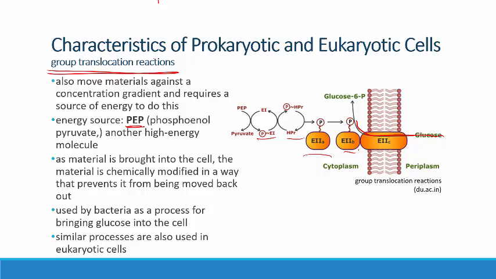Bacteria use the group translocation reaction to bring glucose into their cells, and we see similar processes to this in eukaryotic cells as well. So a second way to move against the concentration gradient: active transport is one, with ATP, and group translocation reactions with PEP are another.